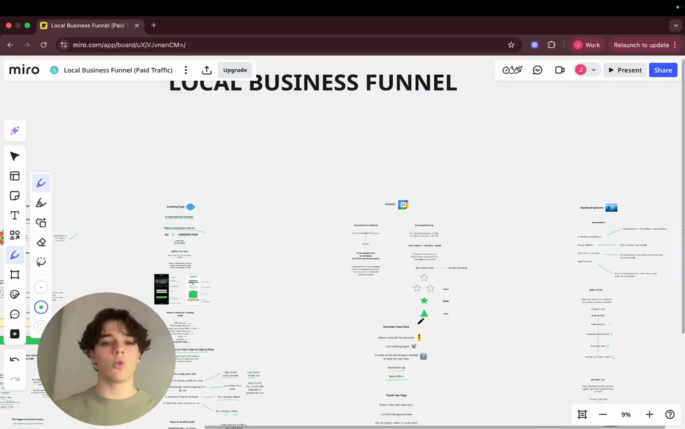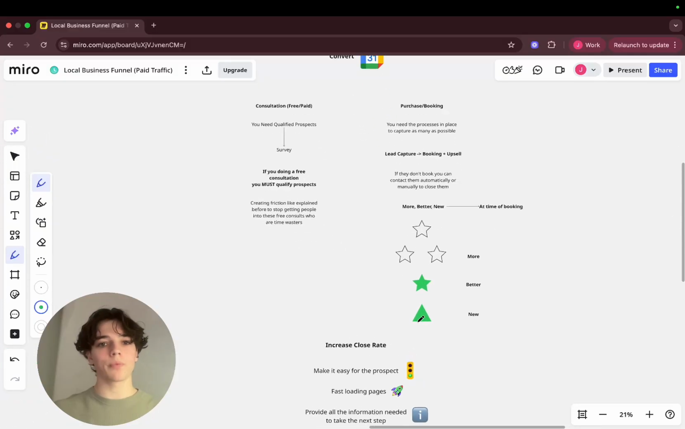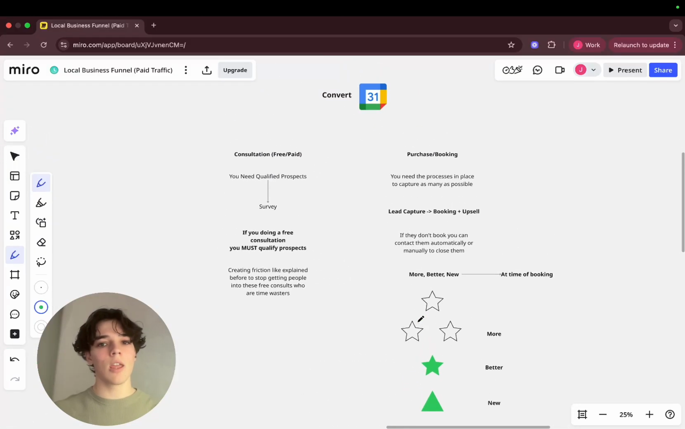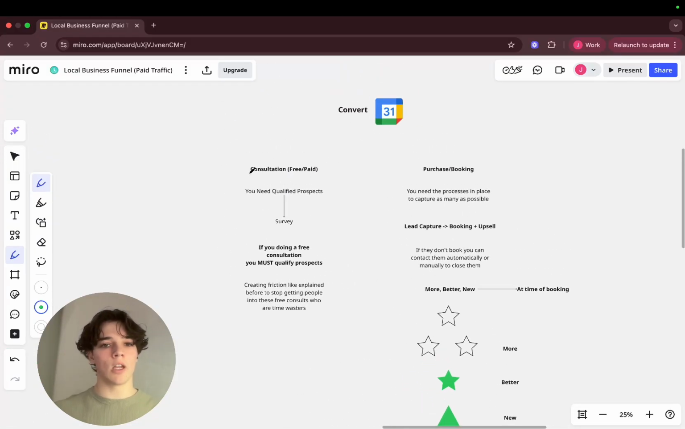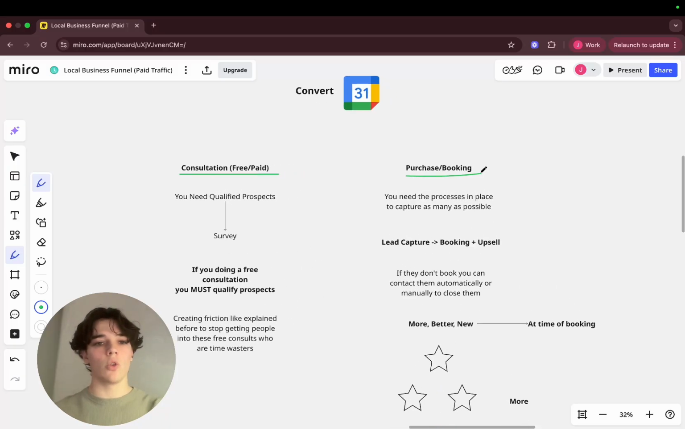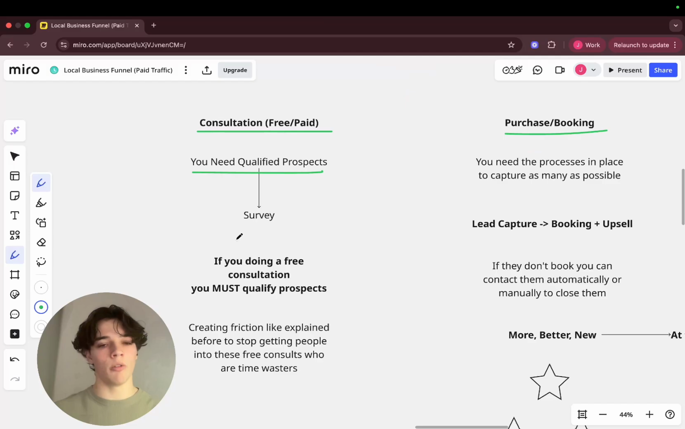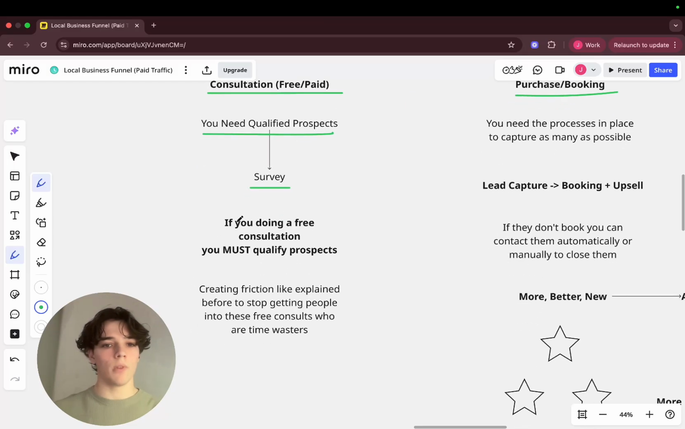Now moving on next to how are we converting these people, it kind of depends. If you have something that is a consultation, which is free or paid, or it's a purchase or a booking where they're actually buying the actual thing and not the steps before it, you need to qualify prospects if it's a consultation, especially if it is free and paid either way, because consultations are a lot cheaper than the actual service. And you can do this by survey.